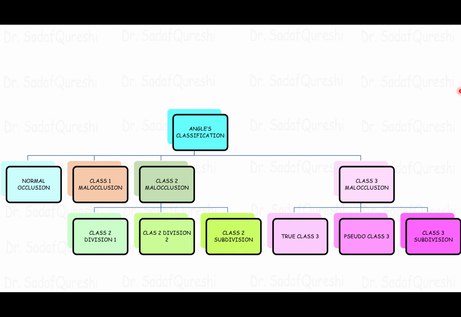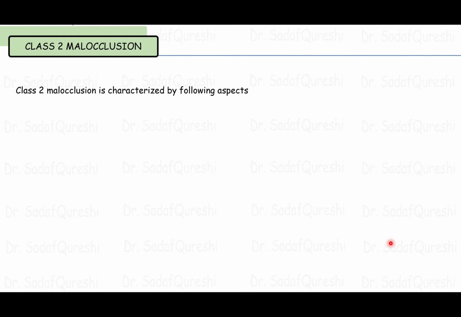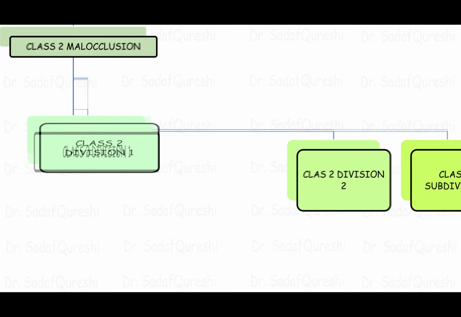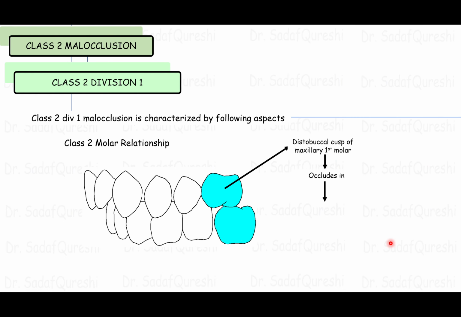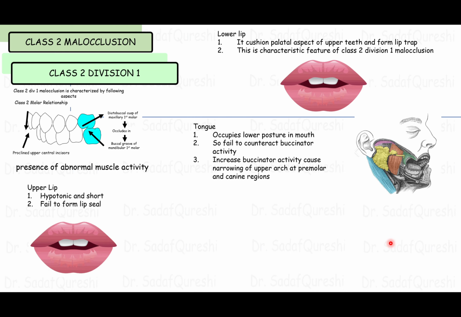And this is part 2 of that video, and in this video we are going to talk about class 2 subdivision, then we are going to talk about class 3 malocclusion and its further categories, that are true class 3 malocclusion, pseudo class 3 malocclusion and class 3 subdivision. So we will start with the class 2 subdivision. These are the things that we talked about in our last video, so we will just skip these things. If you are interested in watching these things, you can go and watch our last video.